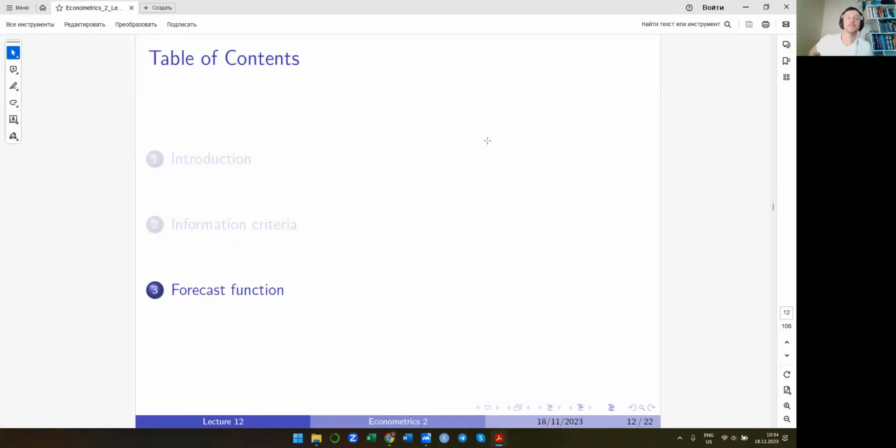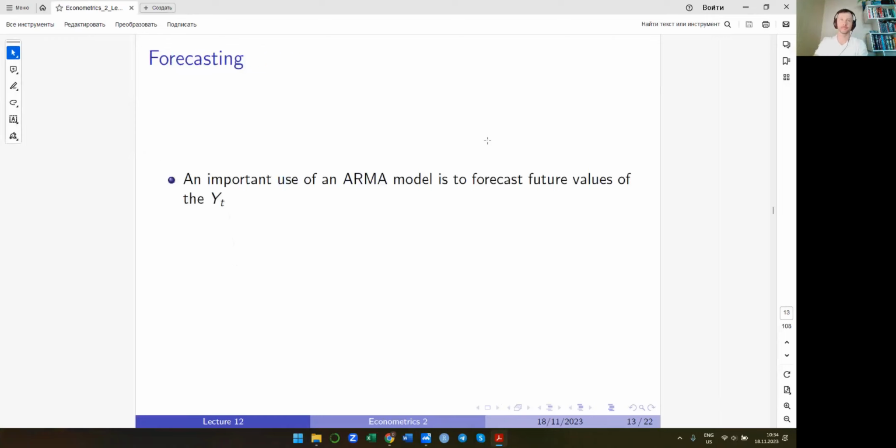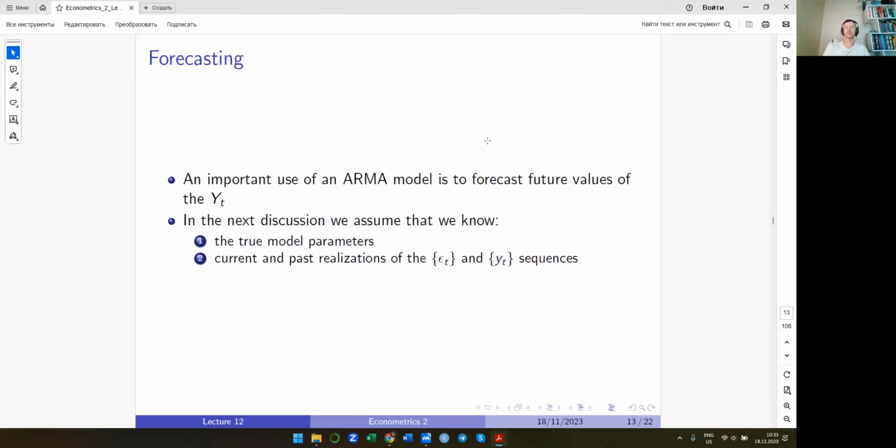Now, talking about forecasts. As I was saying several times, we want to use ARMA models to forecast future values of the series. So in the further discussion, we assume that we know the true model parameters, current and past realizations of epsilons and y, because first we need to build everything based on the theoretical models, and then we would go to the estimated values, and we will talk about how to estimate the forecasts.